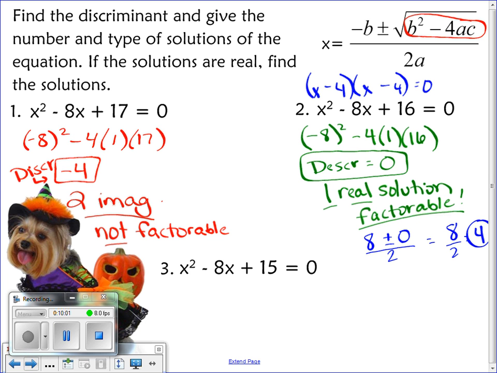Right, what about number 3? Let's do your discriminant, b squared minus 4ac. So negative 8 squared minus 4 times a times c. I get what? Positive 4. Discriminant equals 4.